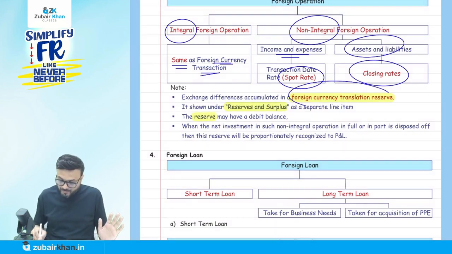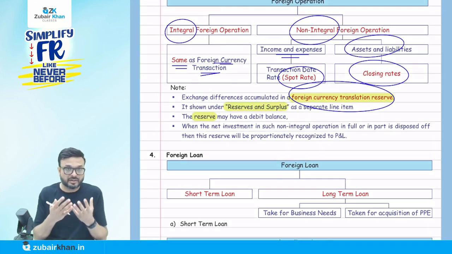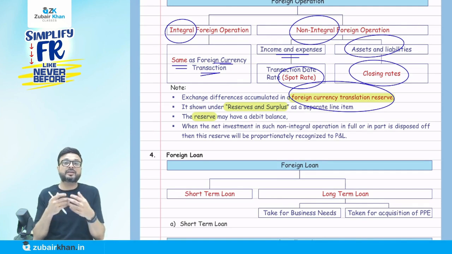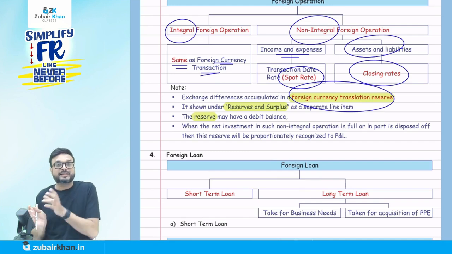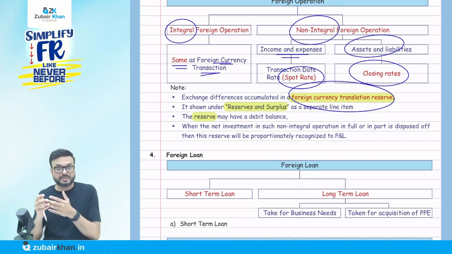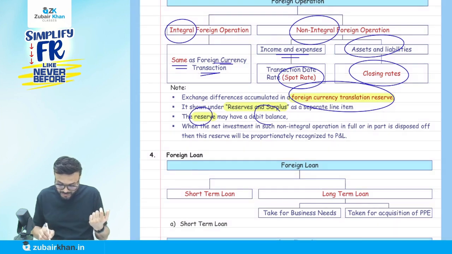The reason is that when I prepare my trial balance and the exchange difference comes, we are going to record this foreign exchange gain or loss in the foreign currency translation reserve account. That might be a debit balance or a credit balance. That's why I'm saying this foreign currency translation reserve might have a debit balance. Okay, the reserve may have a debit balance.